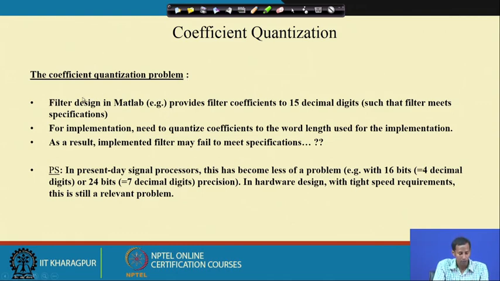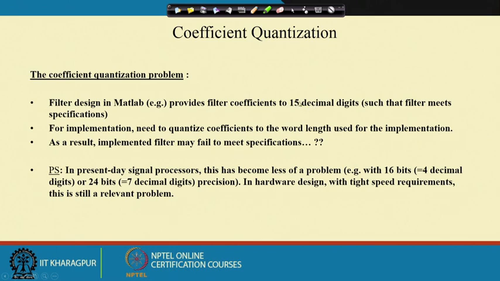Suppose in MATLAB, the corresponding coefficient values are in the fractional domain, as the maximum value may not be greater than 1. So, all the coefficient values are represented in fractional bits only. What will be the exact word length to represent each of these coefficients is very much critical.